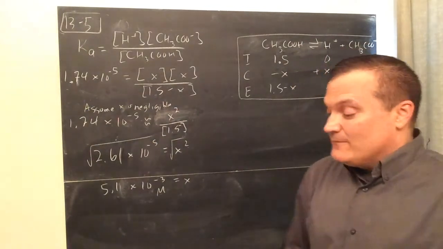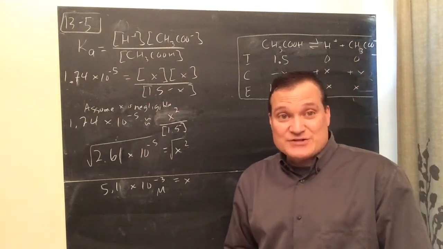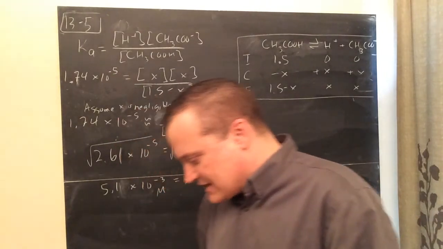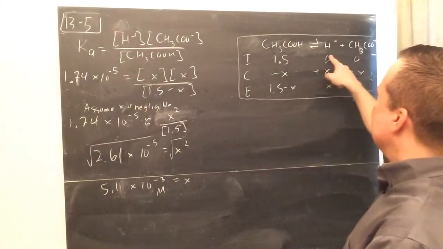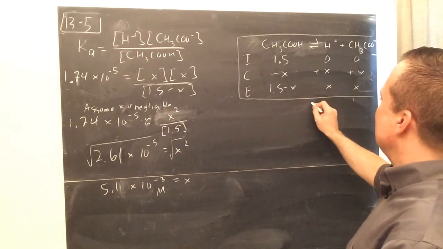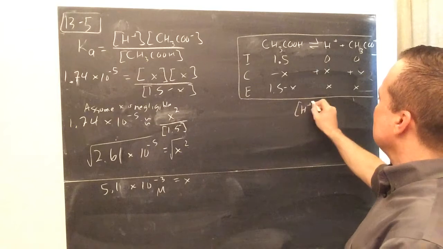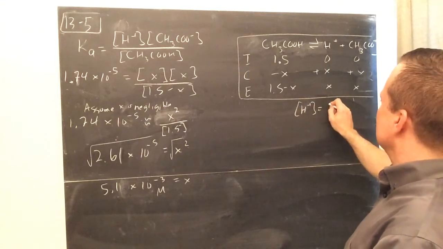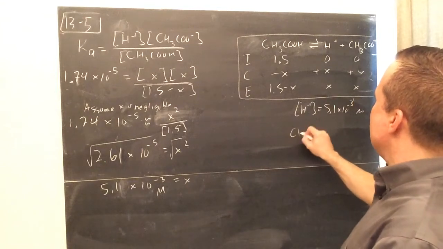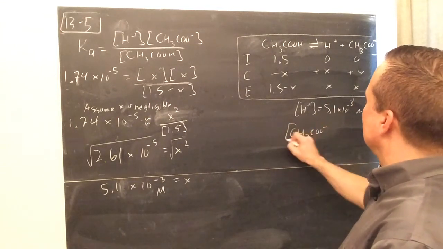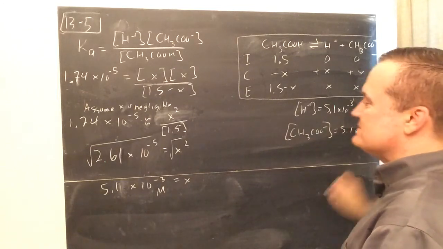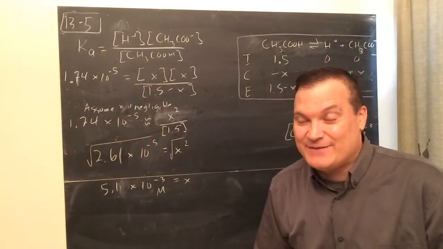All right, before I move on, let's read the question and make sure we answered it. It said, calculate the concentration of H plus in CH3COOH. The H plus is equal to x, so that's going to be 5.1. It's a good idea to write equals, and then CH3COO negative equals 5.1.